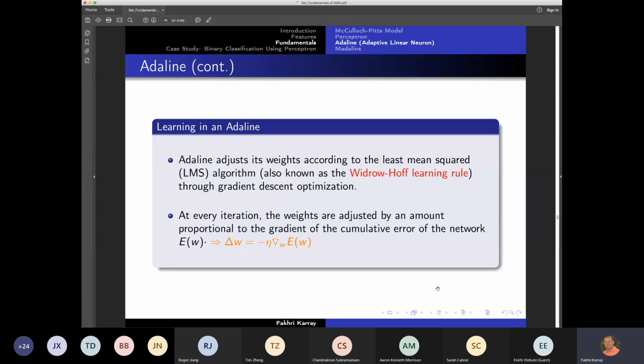And this improved version of the perceptron is giving us what is known as the least mean squared algorithm, also known as the Widrow-Hoff learning algorithm. I would like you to remember that the LMS algorithm and the Widrow-Hoff learning rule are exactly the same, because the LMS algorithm was proposed by Widrow and Hoff in the late 60s, early 70s.